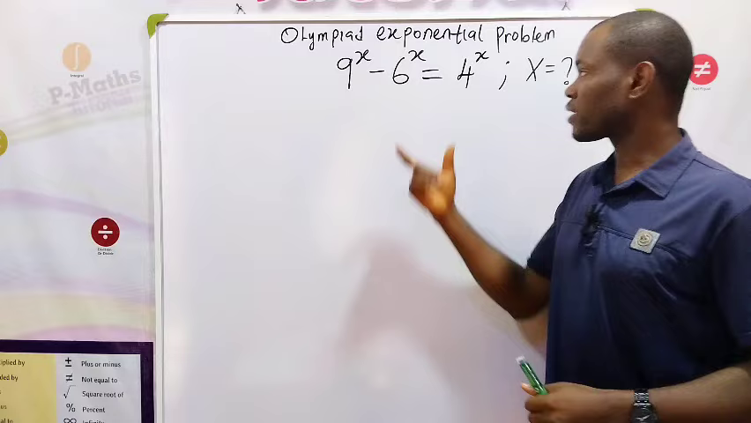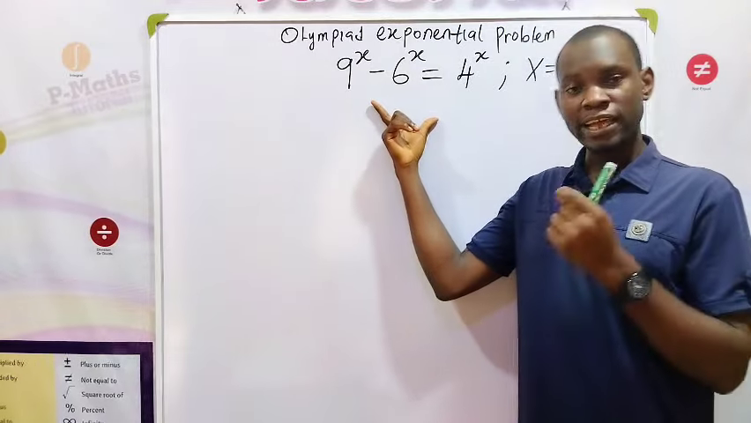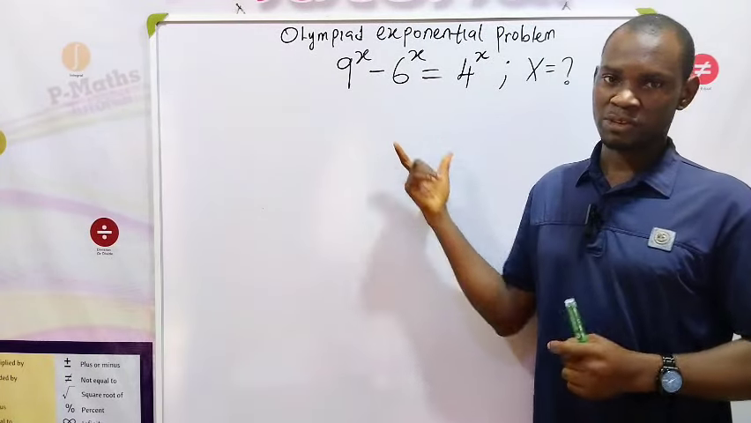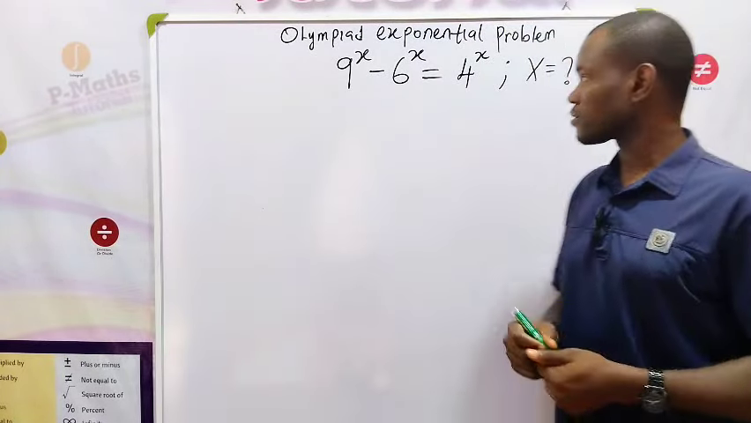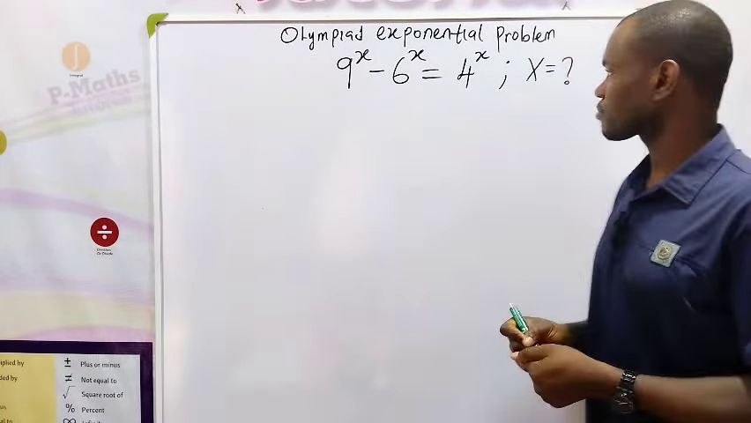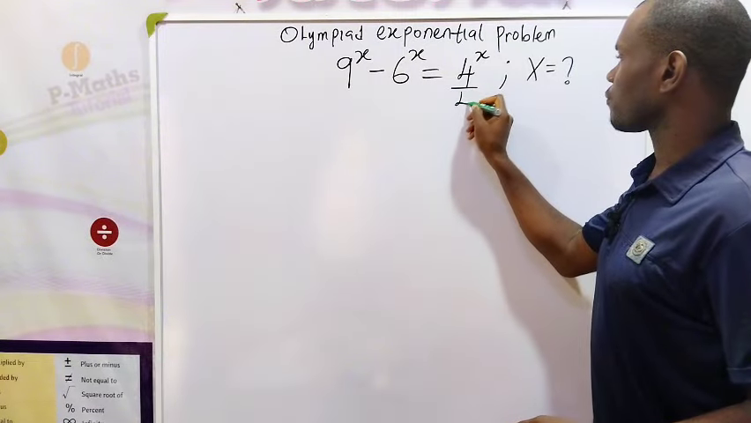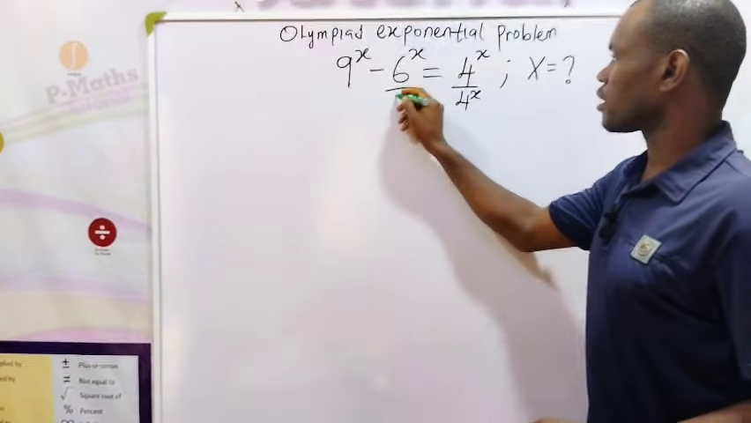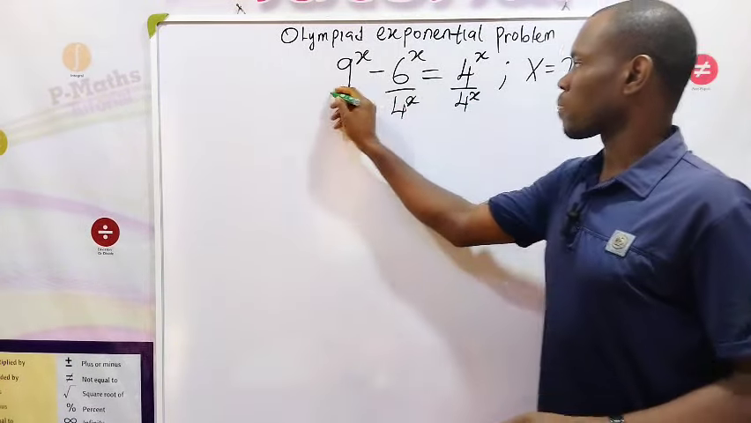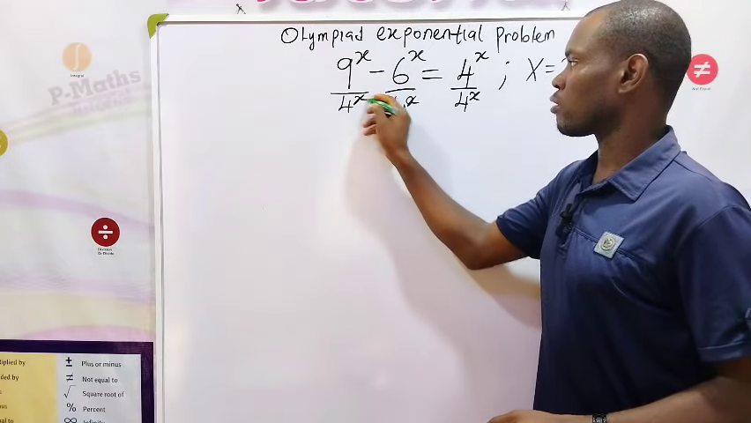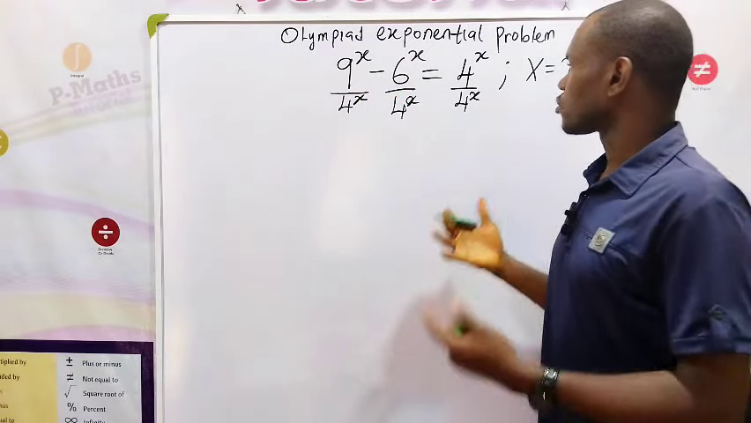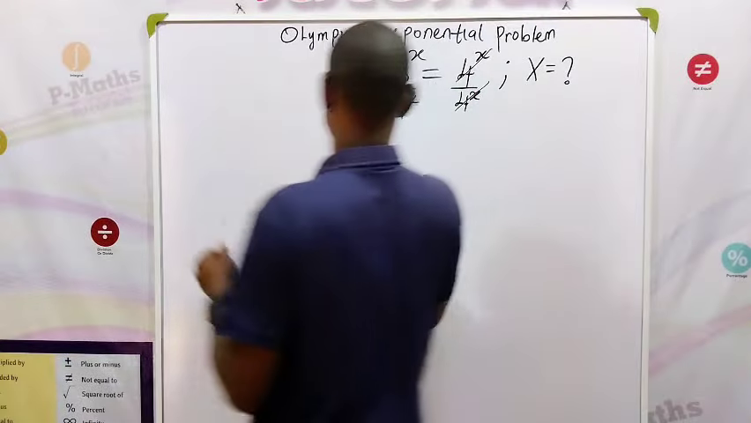In our lesson today, we are looking at this nice Olympiad exponential question. Let's see how we simplify this. So the first thing I want to do is to divide both sides by the right hand side. I'll divide here by 4 raised to the power x, divide here by 4 raised to the power of x, then divide here by 4 to the power of x. So the next thing we want to do is, when we divide here, we'll have 1.